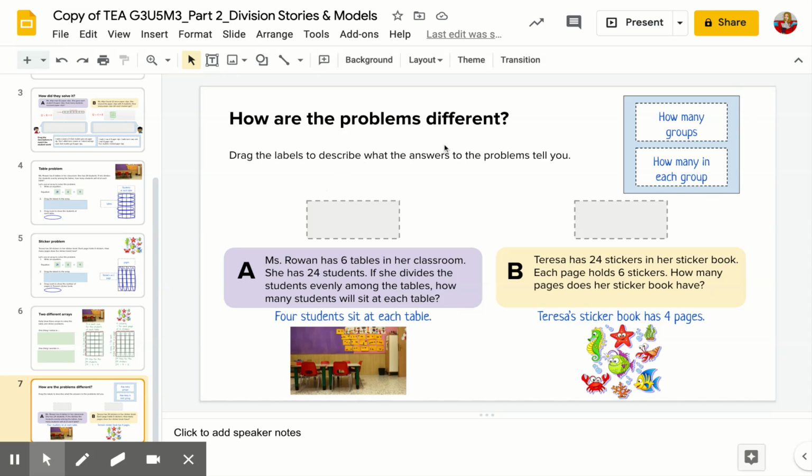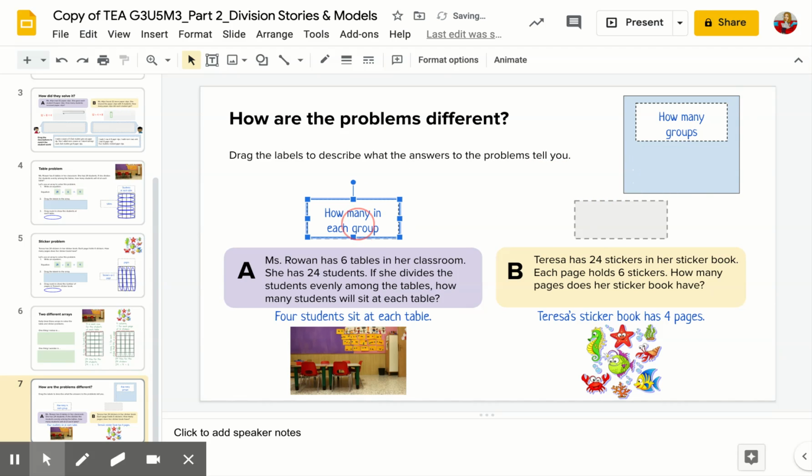So how are the problems different? Well, we know that one of them is how many groups, and the other one we're trying to figure out is how many are in each group. We just figured that out. We wanted to know how many students were at each table. That's how many are in each group. And we figured out that Teresa has 4 pages in her sticker book so that she can put 6 stickers on each page.